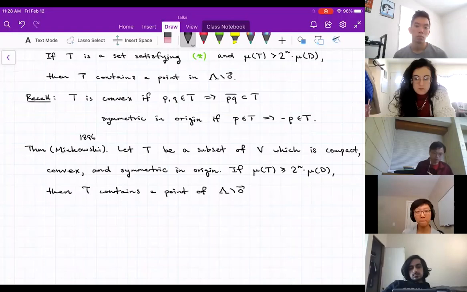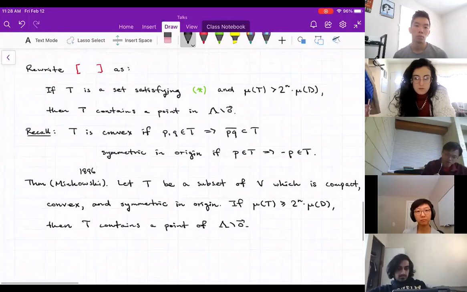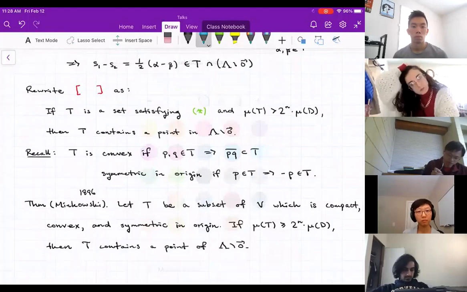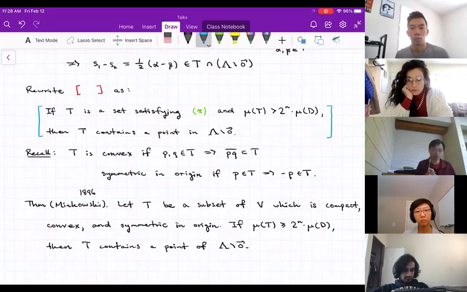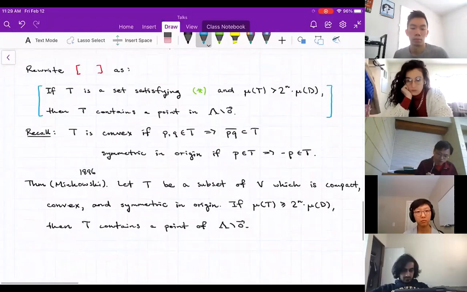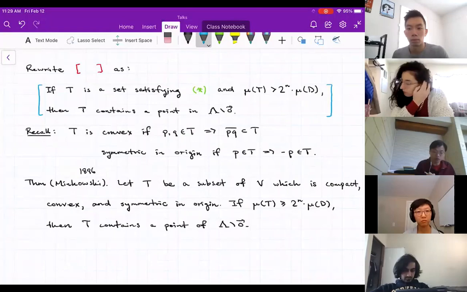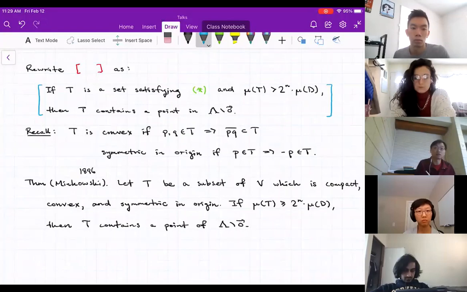Okay, so notice here that we rewrote these brackets. We have these brackets now, but the assumption here is that mu of T is strictly greater than 2 to the n times mu of d. On the other hand, in this theorem of Minkowski, we've replaced it with an inequality greater than or equal to, but we've also added this condition that the set is compact, right?